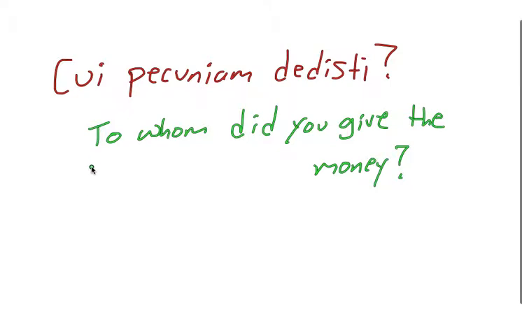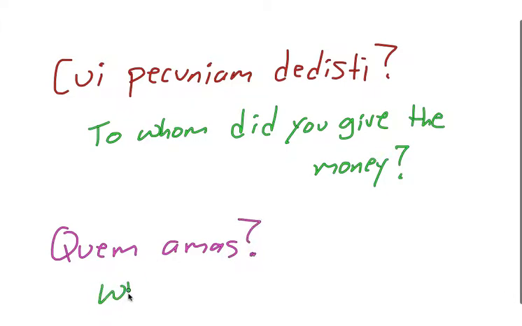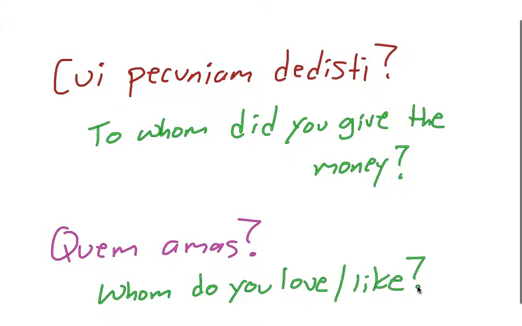Okay, here's another one with an accusative. Quem amas? Okay. Whom do you love? Or whom do you like? We ask it all the time. Who do you like? Right? But you're actually saying it incorrectly. You should be saying whom do you like? Right? Because this is the direct object, and you are the subject. Okay, so whom do you like? Remember, whom signifies that something's a direct object.